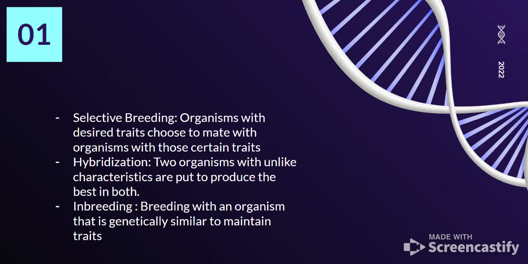Hybridization is when two organisms with unlike characteristics are put together to produce the best in both. This is when matings of two parents from different species happen. And then inbreeding is when breeding with an organism that's genetically similar to maintain traits. For example, mating between cousins or siblings would be an example of inbreeding.